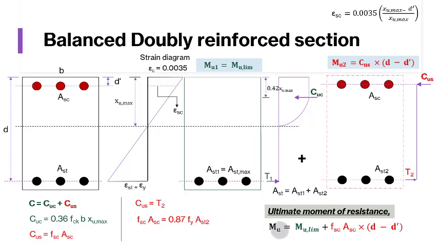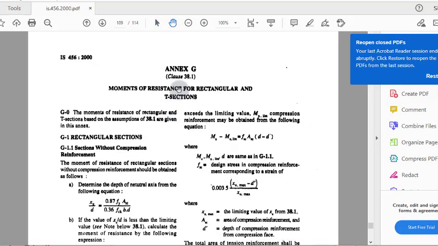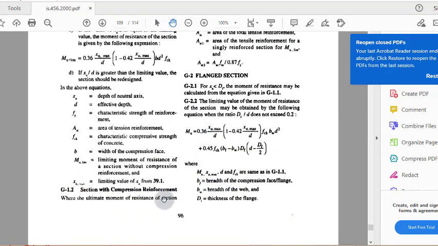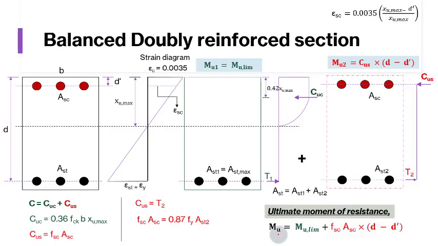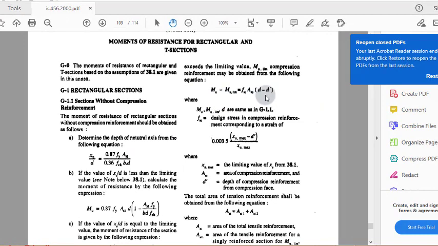The same formula is given in IS 456 in annexure G. So we have annexure G, which is on page number 96. Come to clause number G 1.2. Here you see section with compression reinforcement. It's written where the ultimate moment of resistance of section exceeds limiting value, compression reinforcement may be obtained. So here you see Mu minus Mu lim equal to fsc into ASC into d minus d dash. Here also you can see Mu equal to this. If I bring this Mu lim to the left hand side, it becomes Mu minus Mu lim. So this and this expression, it's the same.